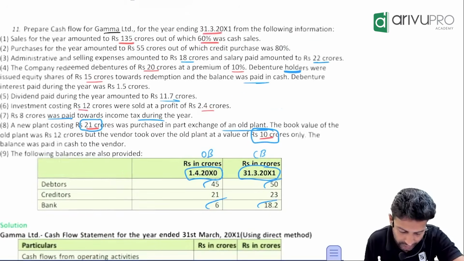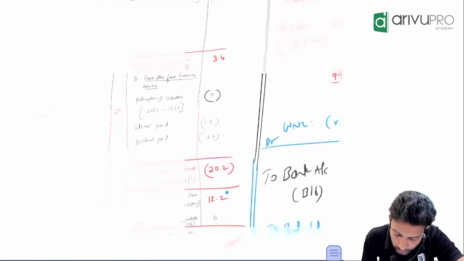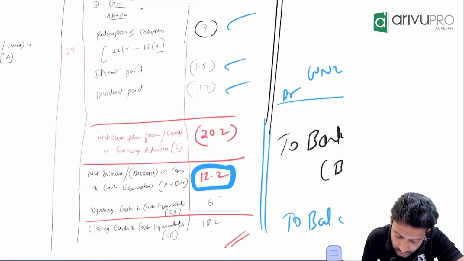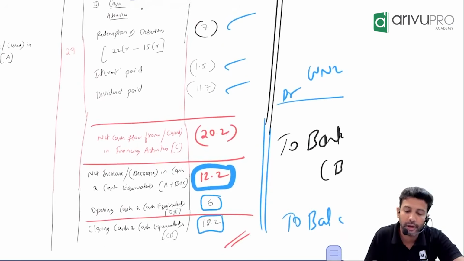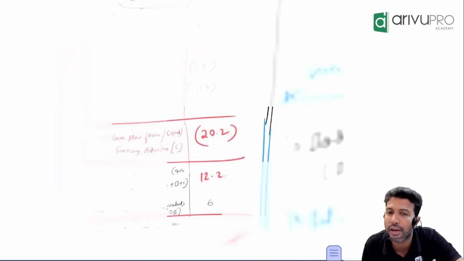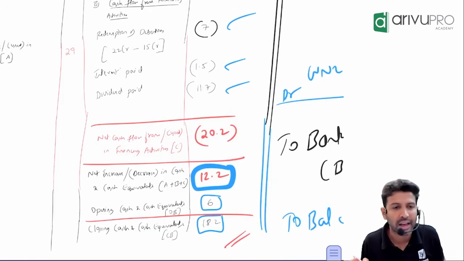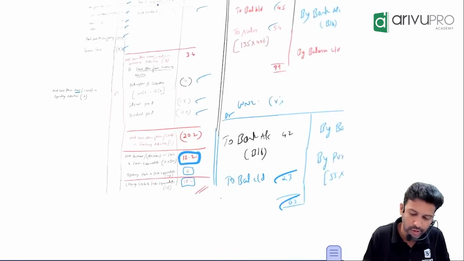Check. What is opening cash balance? 6. Closing is 18.2. From 12.2, add opening balance of 6. How much are you getting? 18.2. And what was the closing balance given in the question? 18. That means what you have done is right. That's how to test. So most of the thing will be given in the question only. But you just need to be a little careful when you're putting up the solution. That's all in cash flow statement.